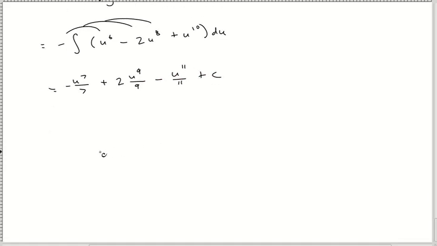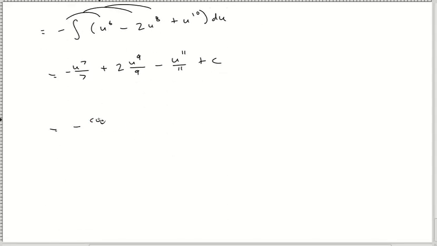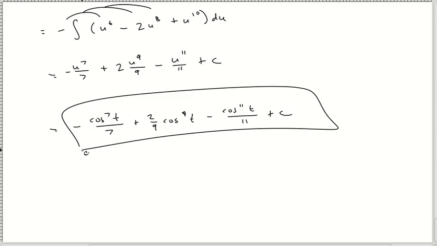Go ahead and just plug back in my cosine. It was a cosine, wasn't it? Yeah, my u was a cosine. So I got cosine to the 7th over 7. 2/9 cosine to the 9th. And that's a negative. Cosine to the 11 over 11 plus c. There we go. Why do I have a 13 on my answer here?